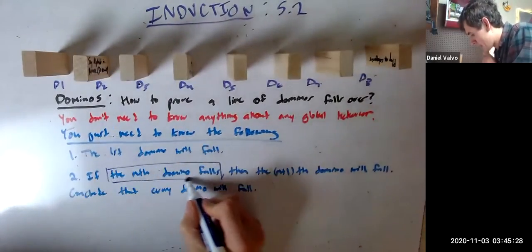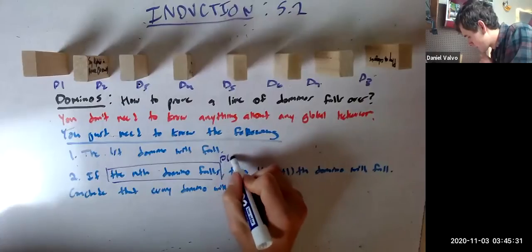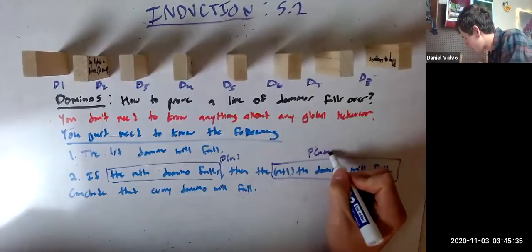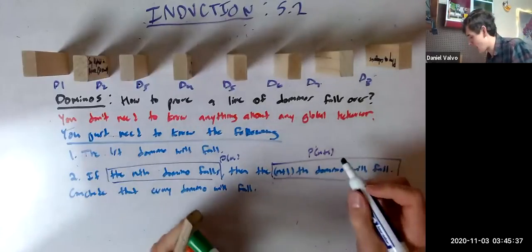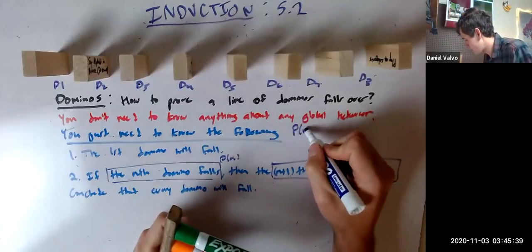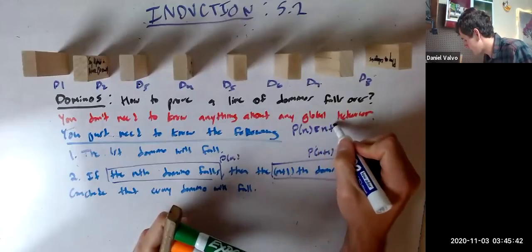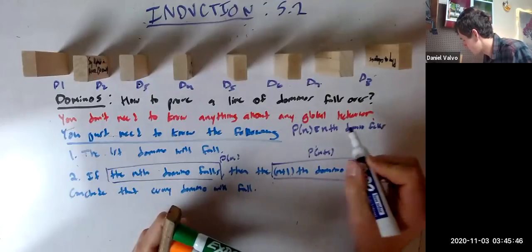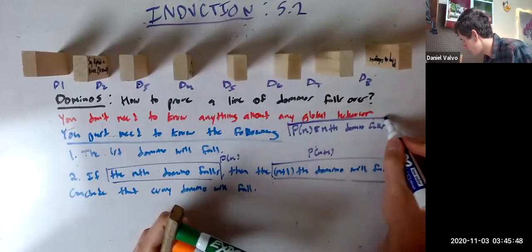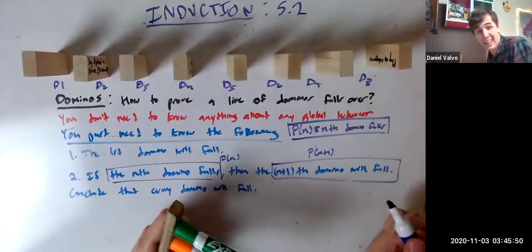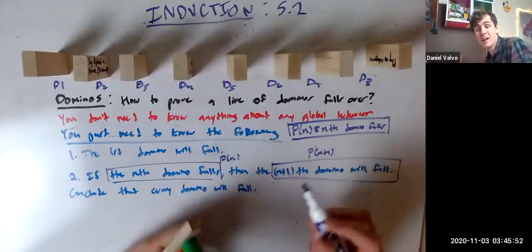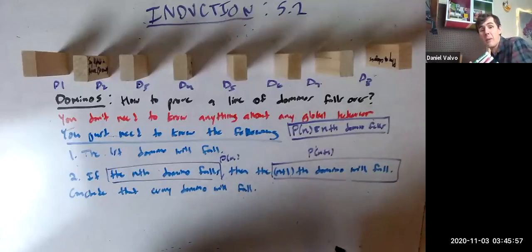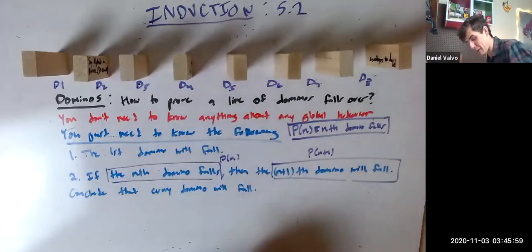Let's call that P of n. And the n plus 1 domino falling, P of n plus 1. All I'm saying here is that P of n is defined as the nth domino falls. So P of n is a predicate, right? It's a statement that takes in a variable. We can think of it as a property, right? If P of n is true, that means n has the property that the nth domino falls. There's a certain way to think about that.